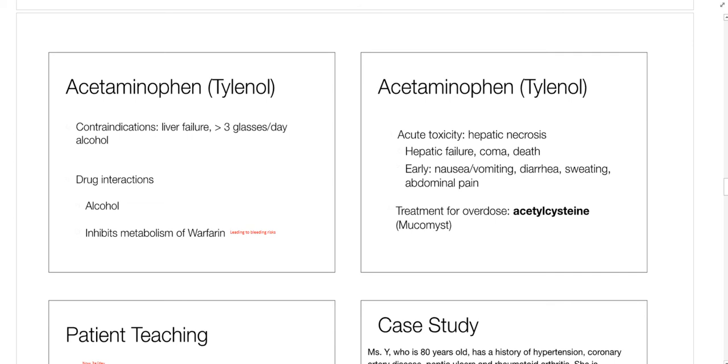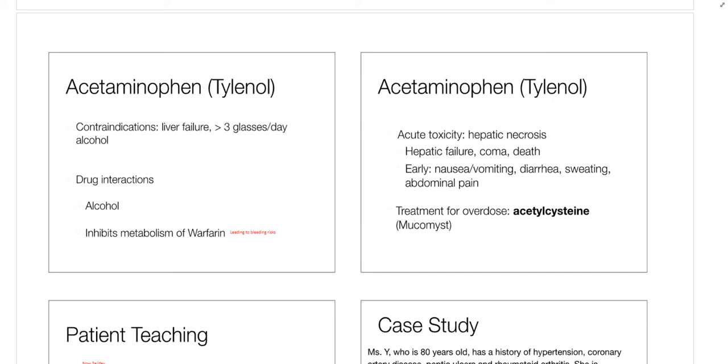We don't want to give it to any patients who have liver failure, and we don't want to give it to patients who take more than 3 glasses, not grams, glasses per day of alcohol. Of course, that means there are interactions with alcohol, and it also will inhibit the metabolism of warfarin, leading to an increased abundance of warfarin in the body, making it so that you have an even higher risk of bleeding out. So if you have to take acetaminophen and you're already taking warfarin, check with your doctor first and see if maybe you might need to have the warfarin drop down a little bit. That might be one of those rare cases.